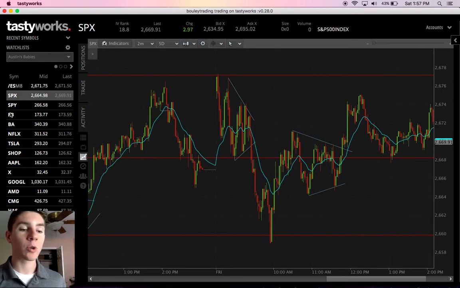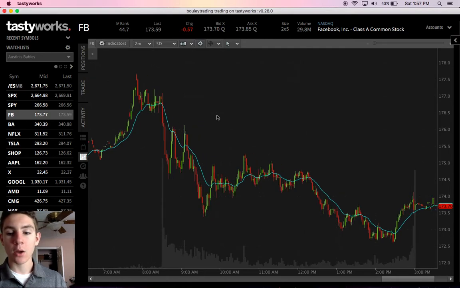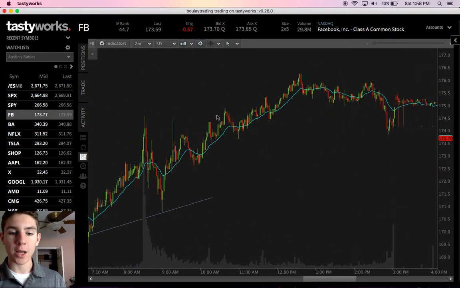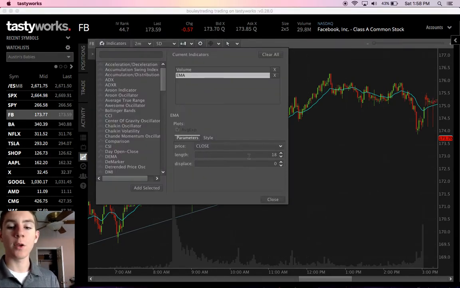Now, how do you know which one to use? Let's pull up another stock like Facebook. We want to see a trending day, either trending up or trending down. Here is an uptrend day. The 18 does not work for this. Why? Because when we were trending up, we broke below it, then back up, then below it, and then back up. That is not what we're looking for.